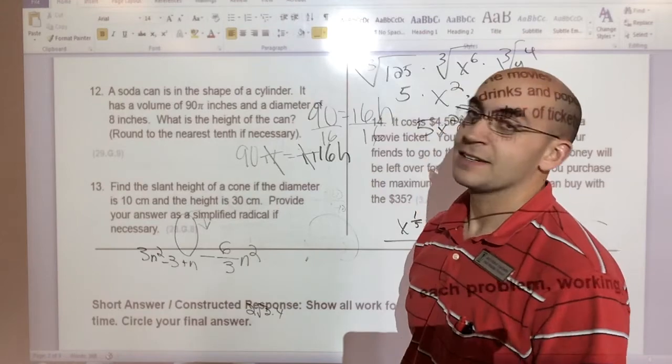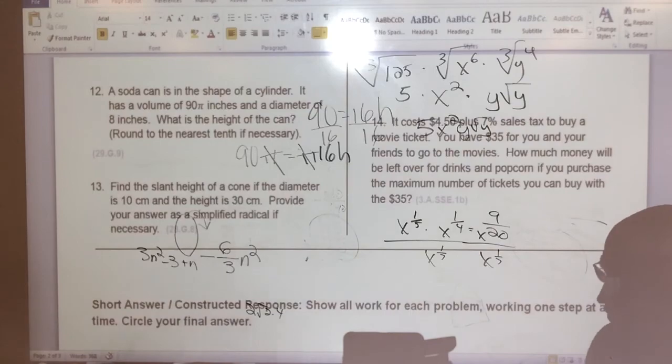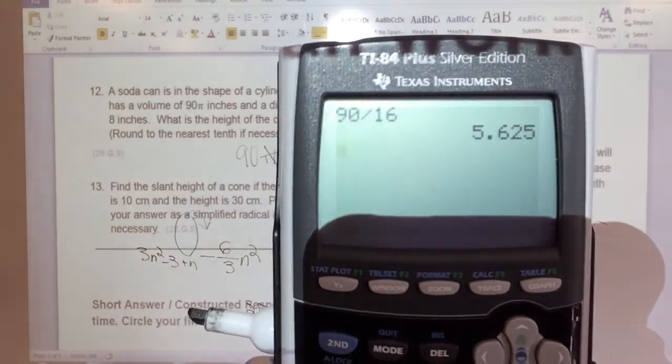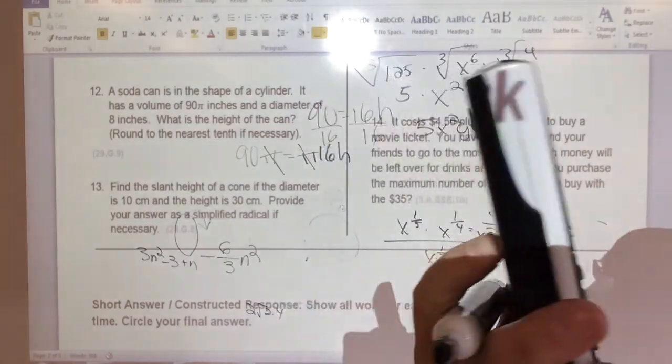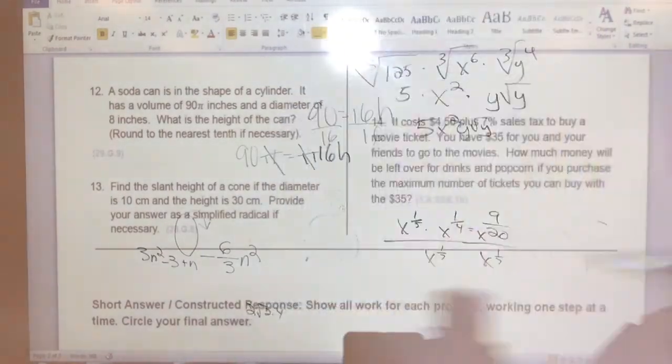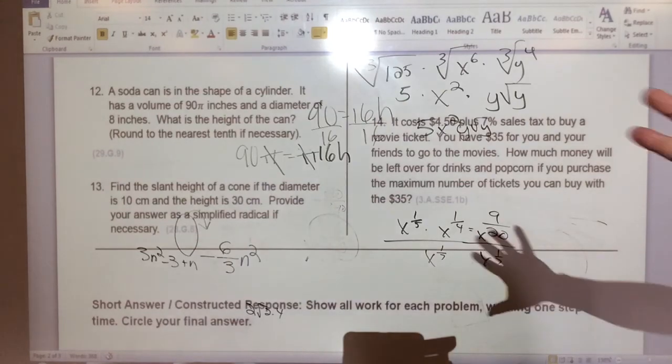Round to the nearest tenth if necessary. Okay, so 90 divided by 16 should be about what? Some crazy number? Let's see what we got here. 90 divided by 16. Okay, 5.625. So round to the nearest tenth. So 5.6. Okay, 5.6 if necessary.